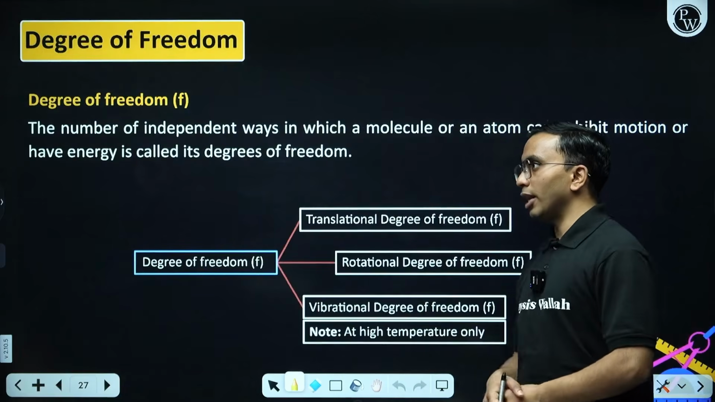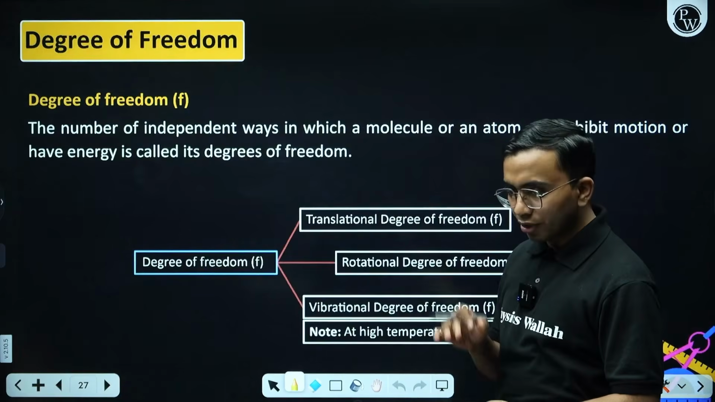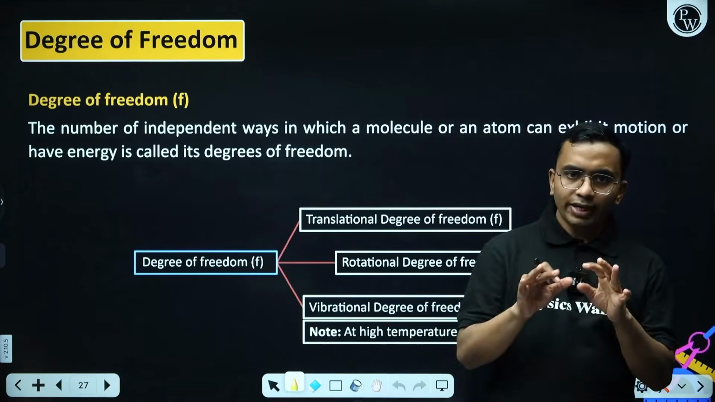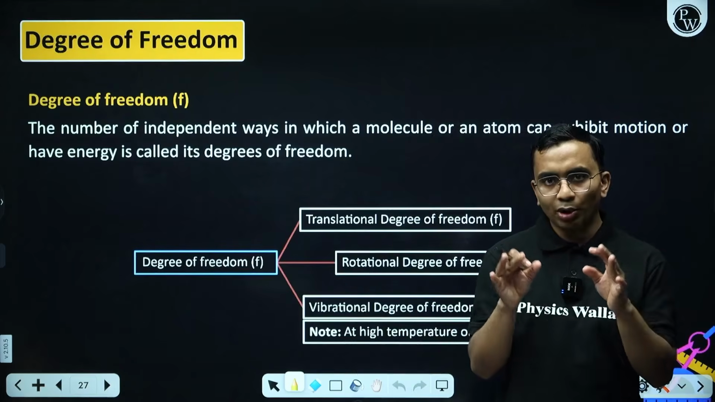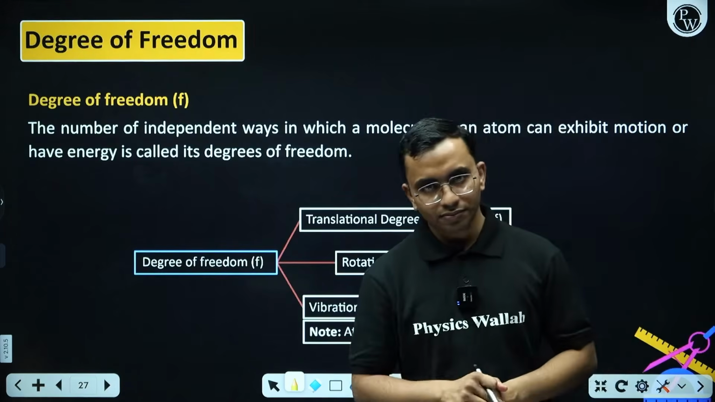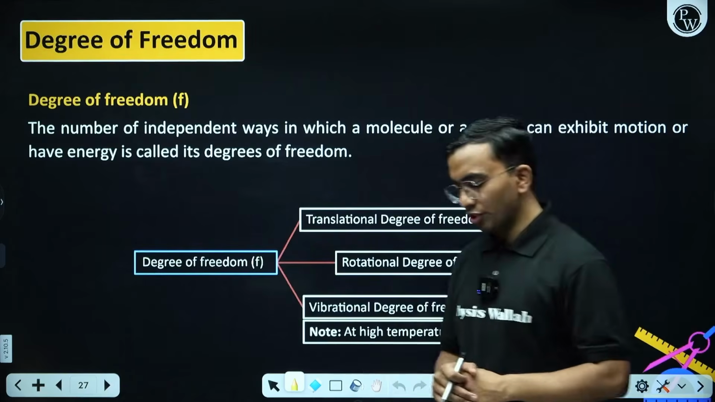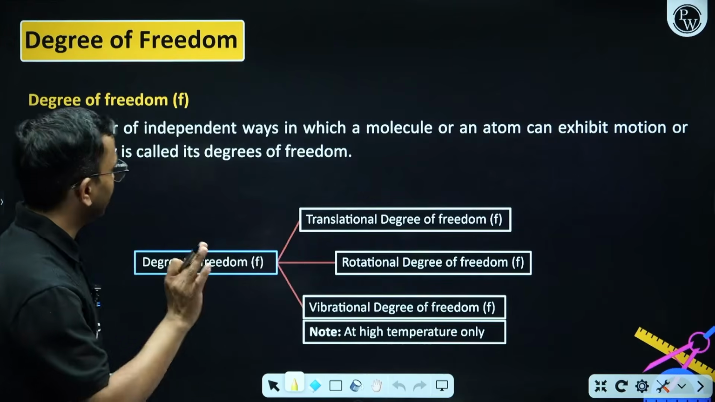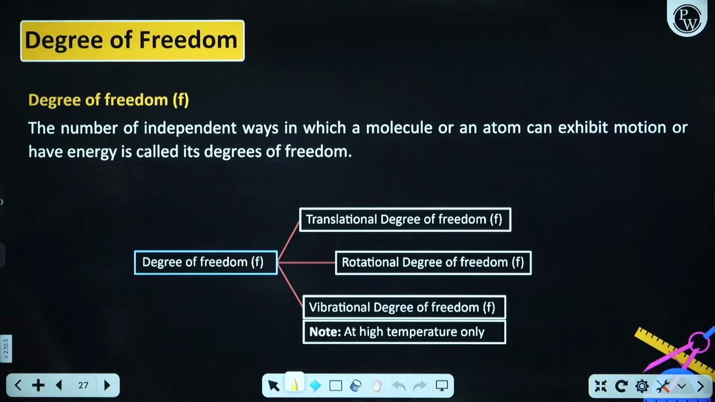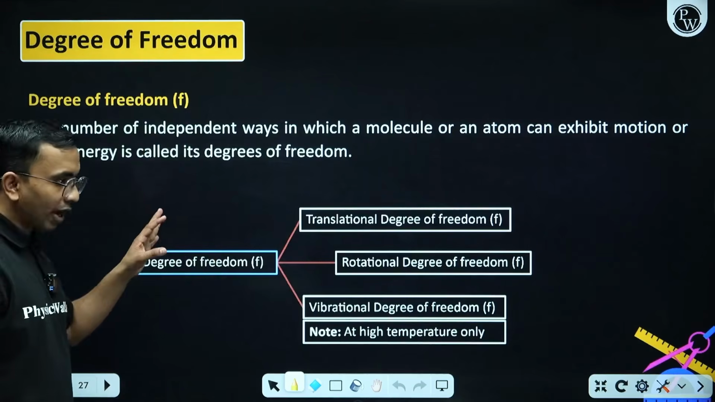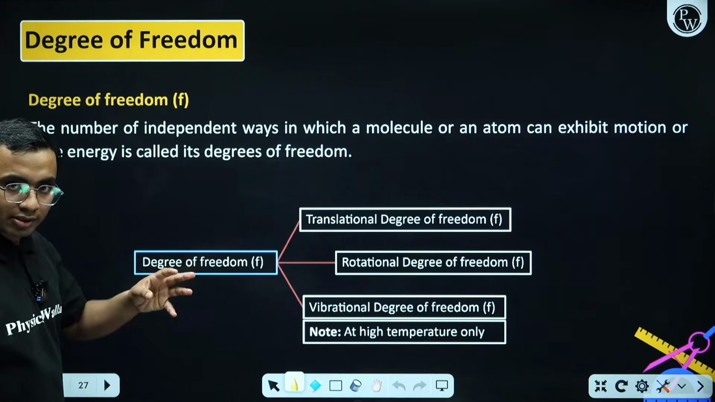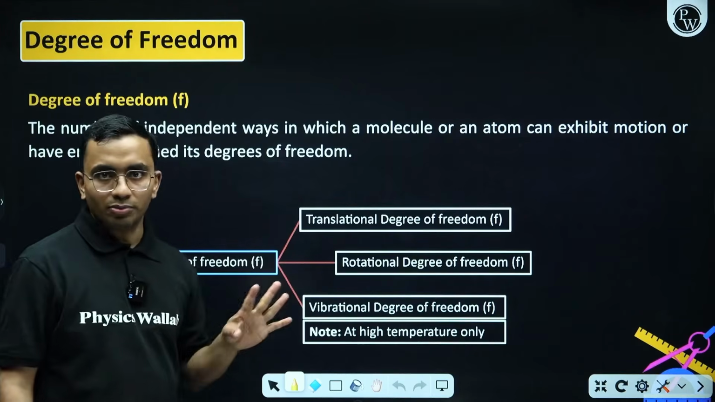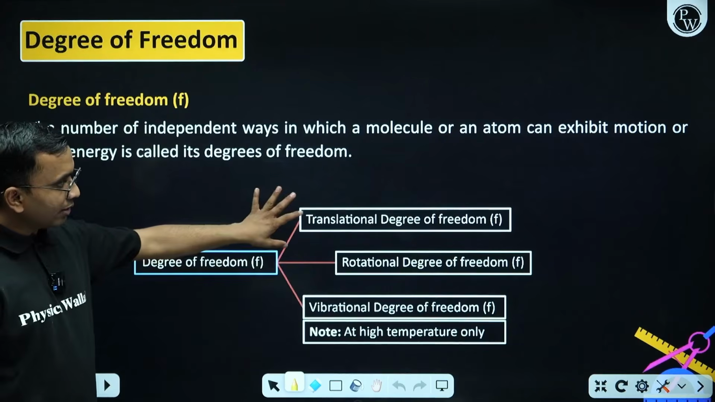Okay, now let us talk about degree of freedom. What is degree of freedom? So degree of freedom basically is the number of independent ways in which a molecule can possess energy. Okay, that is the meaning of degree of freedom. Number of independent ways in which the molecule can possess energy. So a molecule can have velocity along x-axis, velocity along y-axis, velocity along z-axis, and these three directions are independent from each other. So these are the translational degrees of freedom.